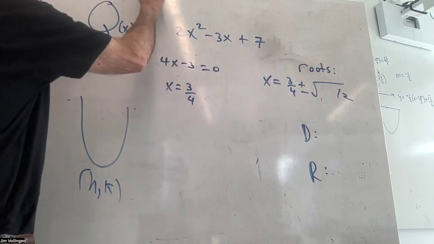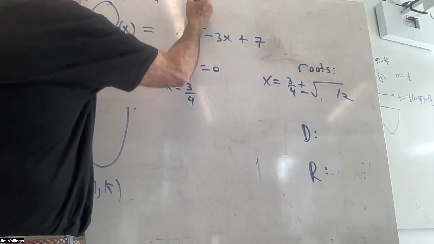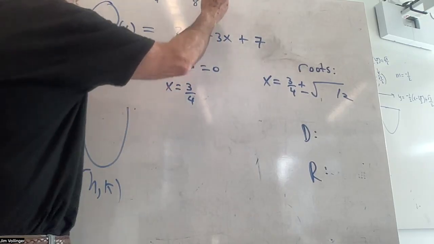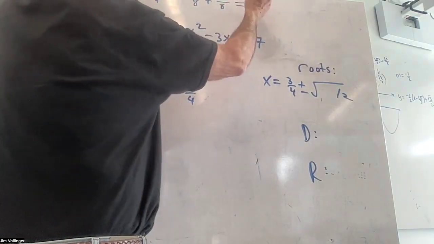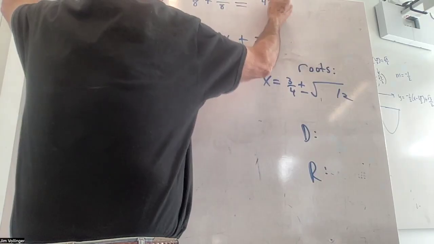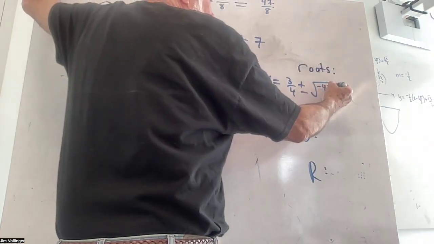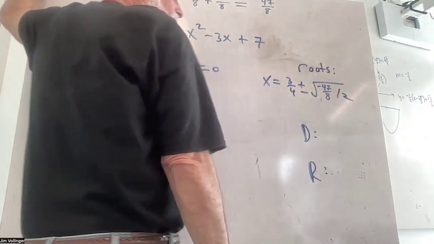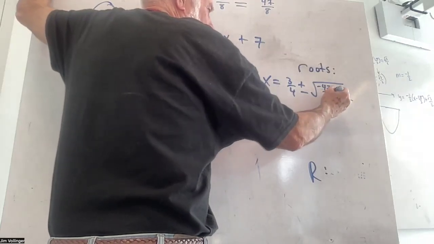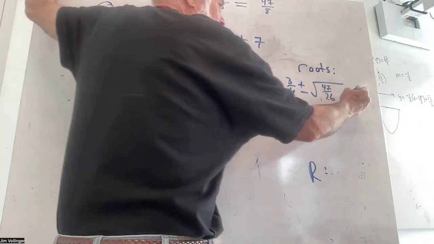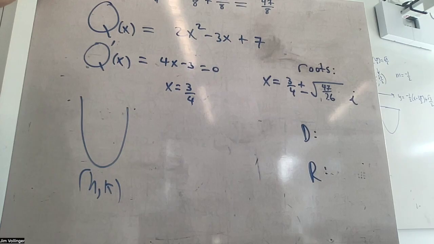Minus 3 times 3/4 is minus 9/4. If I cut that in half, it becomes minus 9/8. And if I add 7, 7 is 56/8. And if I put those together, I get positive 47/8. Okay? Which means over here, I want minus 47/8. And when I divide by 2, that division gets factored in. I've got that. And now, if I change that, I've got imaginary. So there's my roots.